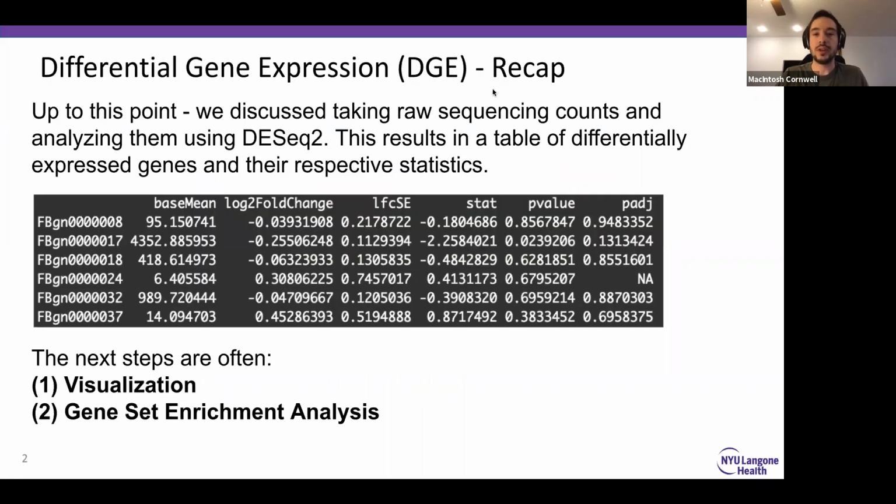As a recap, we did differential gene expression analysis before using DE-seq2, and it resulted in a table that looked something like this. In this table, we have the base mean, which is the average expression for that feature, for that gene. The log2 fold change, which is the difference between our A and B group. The LFC SE is the standard error of that log2 fold change. And then the statistic is the statistic for the statistical test. And then p-value and adjusted p-value are the respective statistics for this test. Up next, we're going to talk about visualization and gene set enrichment.